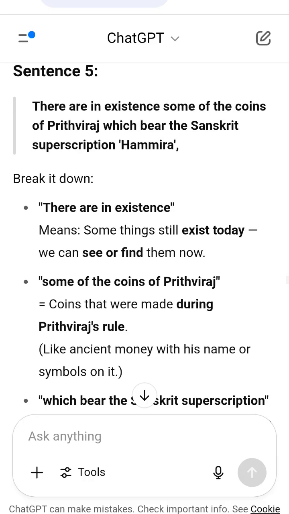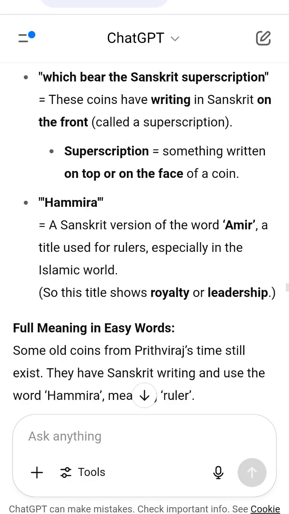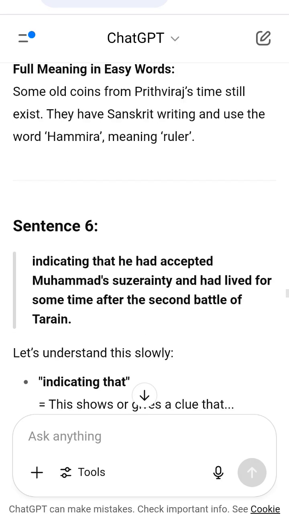Panel 4. The legendary story by Chand Bardai, rejected. What's happening? Chand Bardai is shown writing a poem, and the scene shows Prithviraj shooting an arrow at Muhammad of Ghur in Ghazni. A big X shows that this story is false.